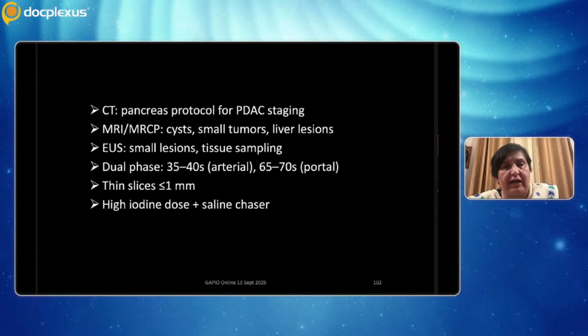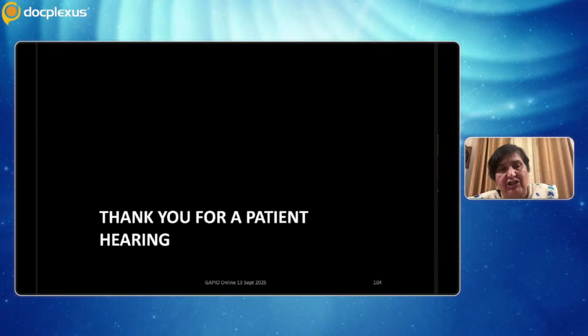CT, follow your pancreatic protocol. MRCP is important for looking at cysts, small tumors, and liver lesions. Endoscopic ultrasound, like I told you, for small lesions and tissue sampling. Do a dual phase CT. And if a neuroendocrine tumor is suspected, then an early arterial phase as well. And use a high iodine dose with a saline chaser.